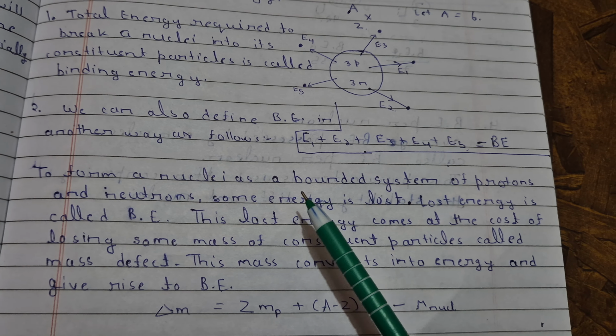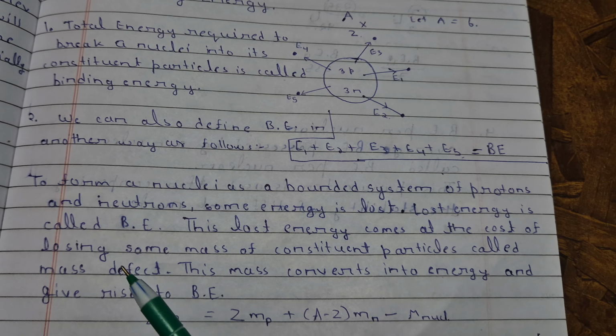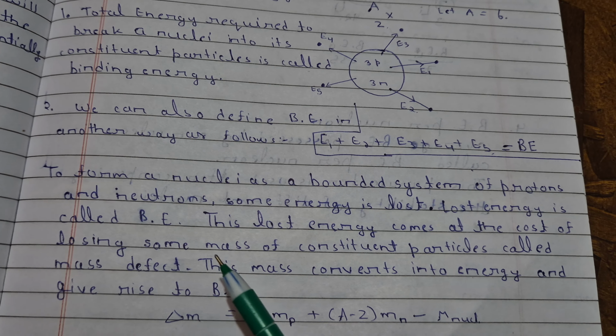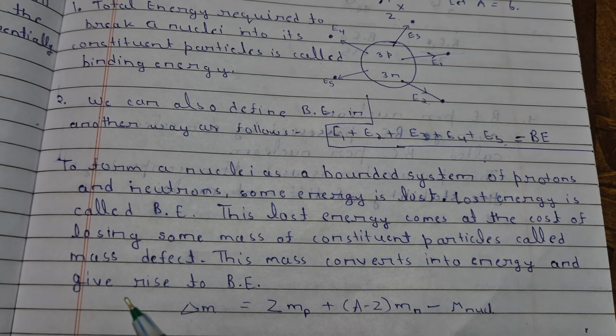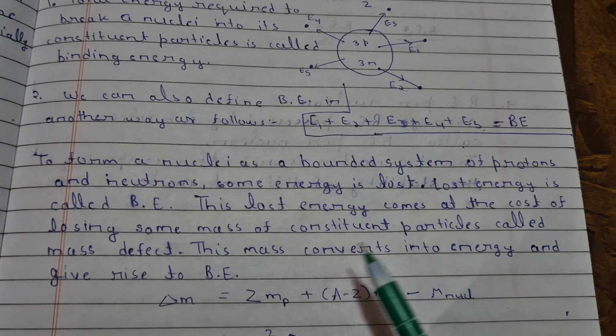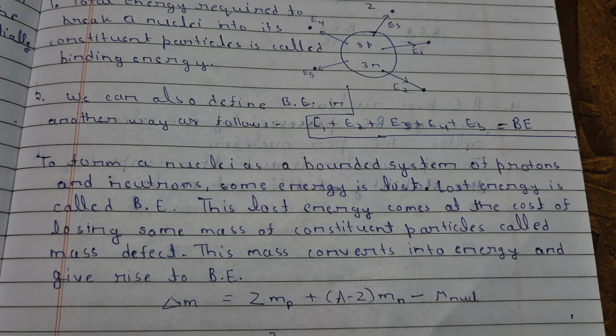To form a nucleus, a bounded system of protons and neutrons, some energy is lost. The lost energy is called binding energy. This lost energy comes at the cost of losing some mass of the constituent particles, called the mass defect. This mass converts into energy and gives rise to binding energy.